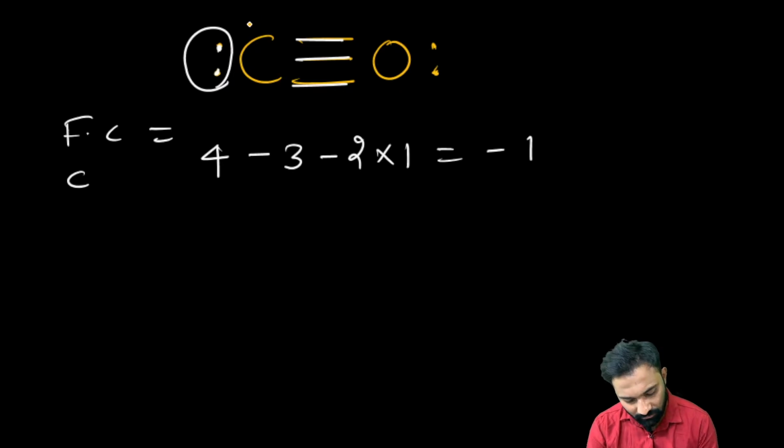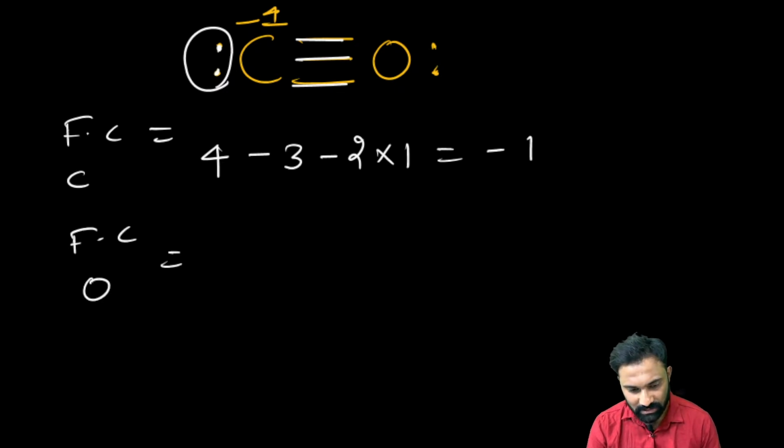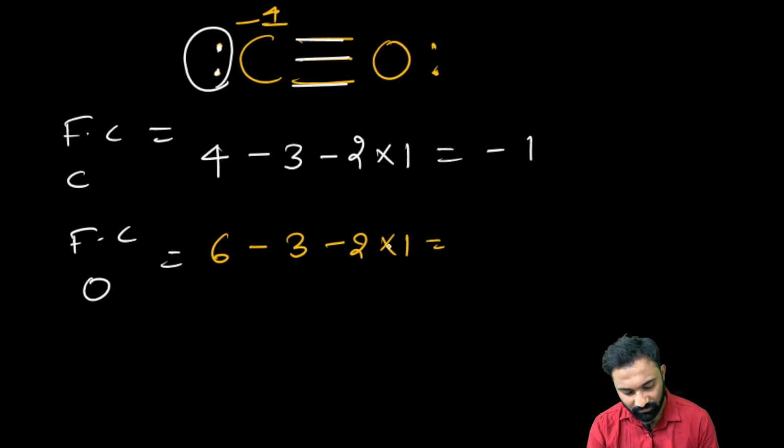Now it is having the formal charge of minus 1. Next, the formal charge of the oxygen. Oxygen valence electrons are 6, and the bond pair of electrons are 3, and how many lone pair? 2, right? 2 into 1. Total it is having 5. 6 minus 5 will give you plus 1 charge.